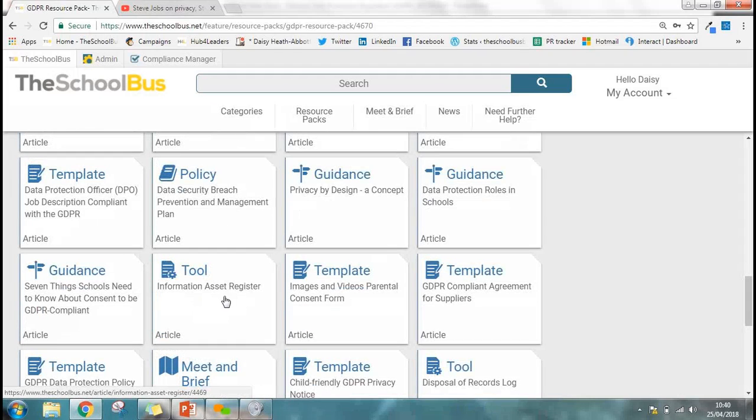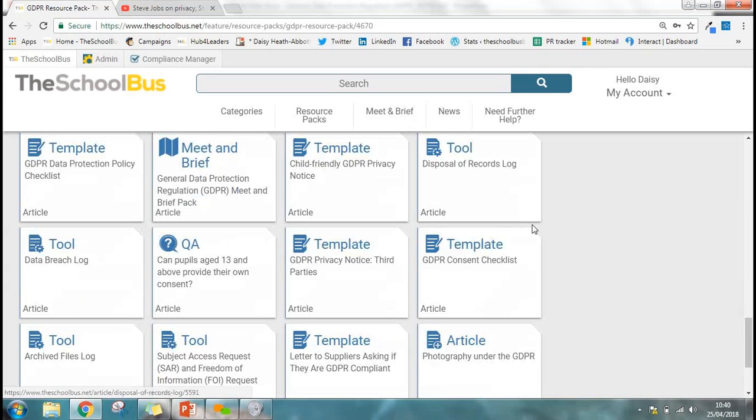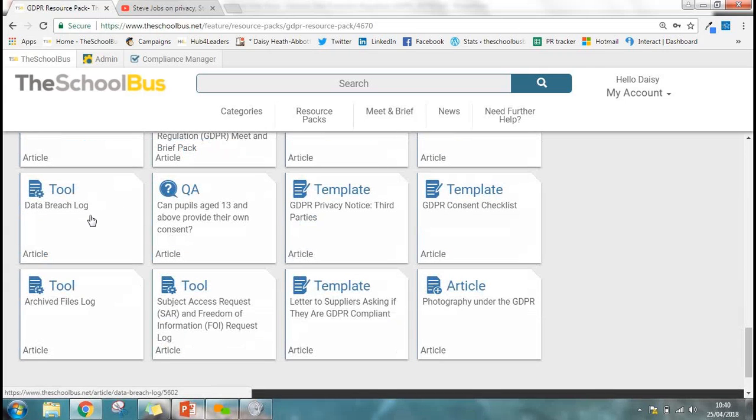So there's an information asset register, and disposal of records. Here is where you log how you dispose of records, why, and everything that you've done to ensure that it's been done in a compliant way. We also have our data breach log. So if there are any breaches within your school, this can be logged here on our trackers.